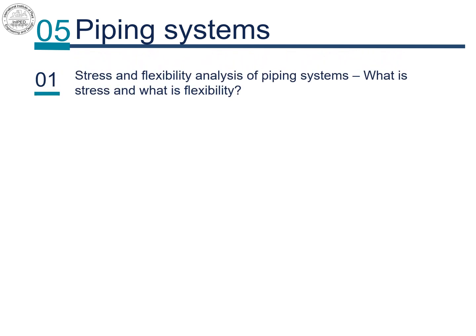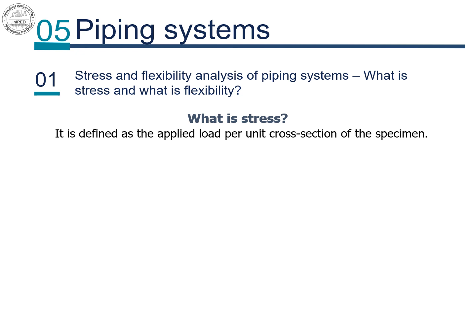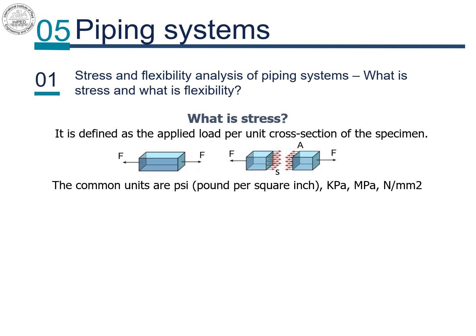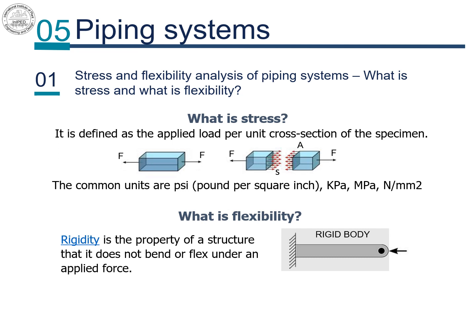First, we will try to provide in simple words explanation to 2 major concepts, such as, what is stress? It is defined as the applied load per unit cross-section of the specimen. The common units are psi, pound per square inch, kPa, kilopascal, MPa, megapascal or Newton per square millimeter. And what is flexibility? The best way to describe it is when talking of rigid or flexible structures. They could be specified as attributes of a structure, defining its ability to change shape under applied load. Rigidity would be the property of a structure that it does not bend or flex under an applied force. And the opposite of rigidity would be flexibility.